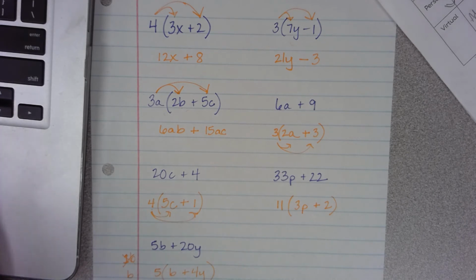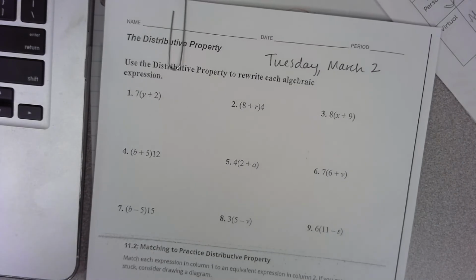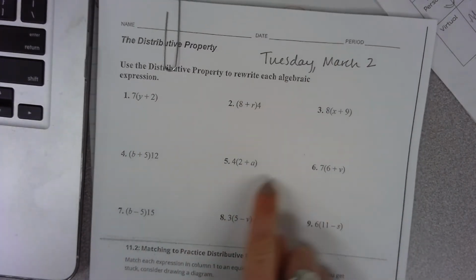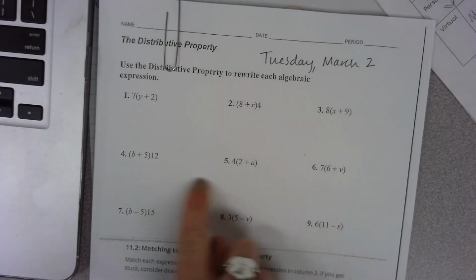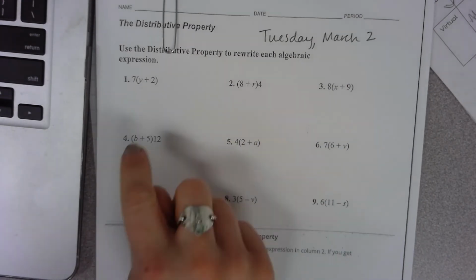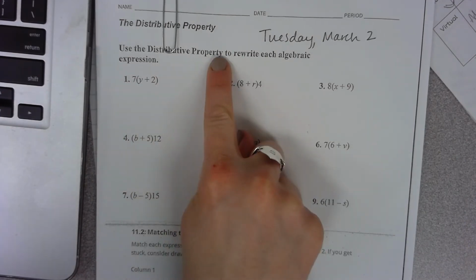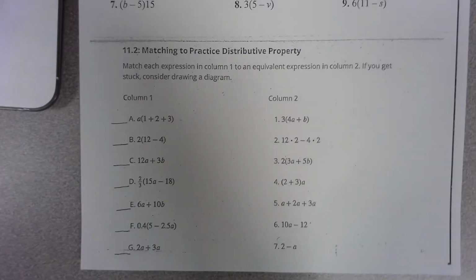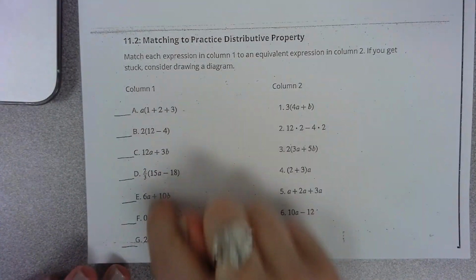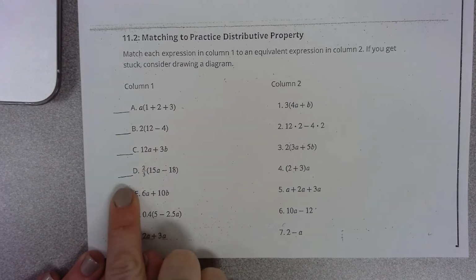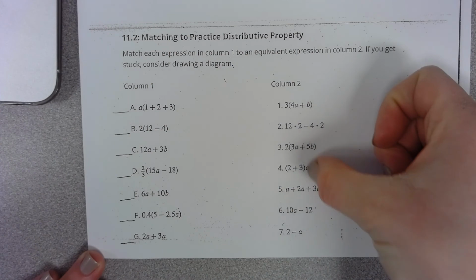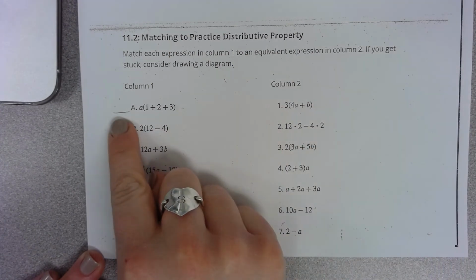So your homework for today is going to be this sheet here. It says Tuesday, March 2nd, the distributive property. You have just basic, and you'll notice probably a breath of fresh air, these are pretty easy compared to the ones I was just working on with you. Drawing your arrows, you're going to use the distributive property to rewrite each expression. Down below, you have a matching. So you have column 1 and column 2. You have lines next to each one of these problems here. You're going to use the distributive property, and you're going to find its matching equivalent down here. And you're just going to write, let's say A is equal to number 1, I would just write 1 in the line right here.